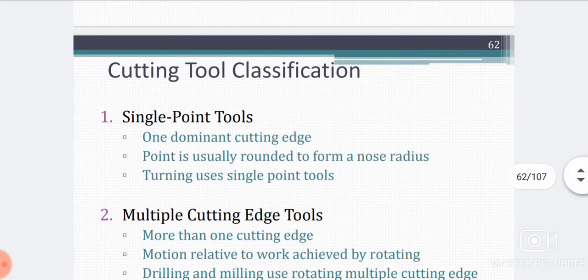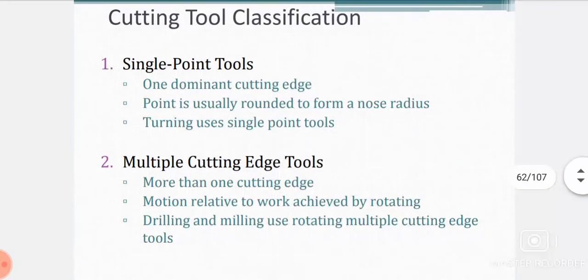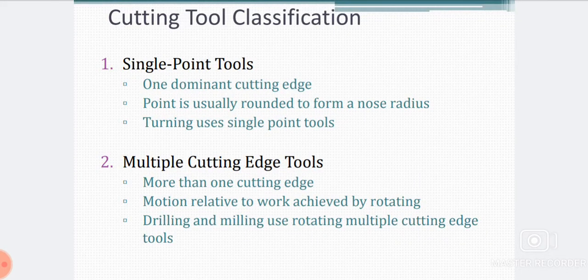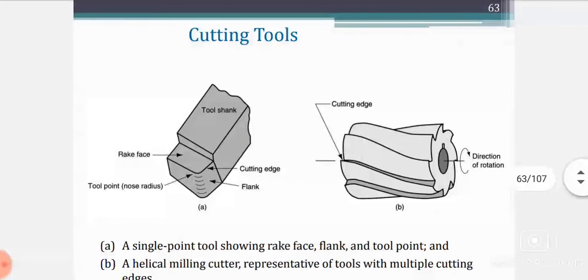Cutting tool classification. Single point cutting tool, multiple cutting edge tool. Single point tool: one dominant cutting edge, point is usually rounded to form a nose radius. Turning uses single point tools. Multiple cutting edge: more than one cutting edge. Motion relative to work achieved by rotating. Drilling and milling use rotating multiple cutting edge tools.